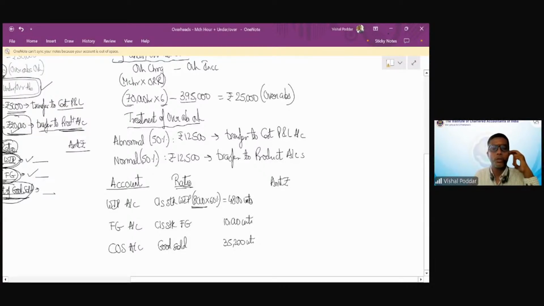So let me repeat. The 8000 closing stock is of WIP, work in progress, on which you have worked 60%. So 8000 units at 60% work, when multiplied, you get 4800, meaning as good as 4800 units of work. Similarly, finished goods stock is given as 10,000 and the goods sold is given as 35,200. So this becomes my ratio for apportioning the normal portion. Normal portion is 12,500. I divide it in this ratio.